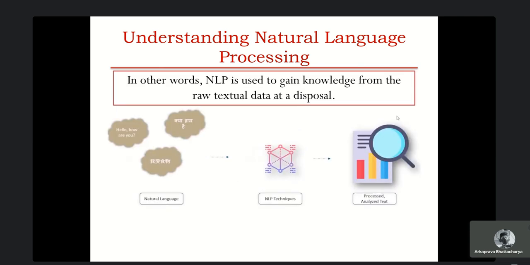So how are they actually being converted? We use this natural language, which is further processed using NLP techniques. They are sent and processed in order to get the useful text.